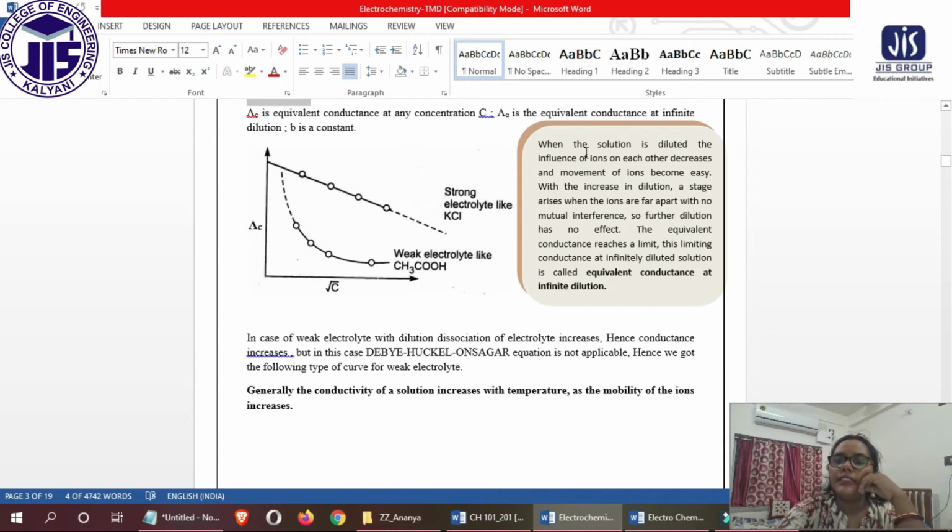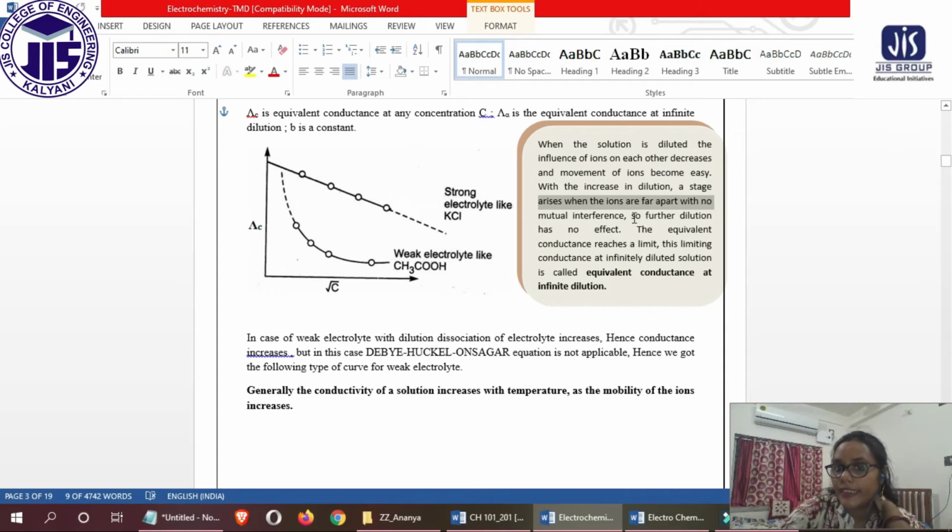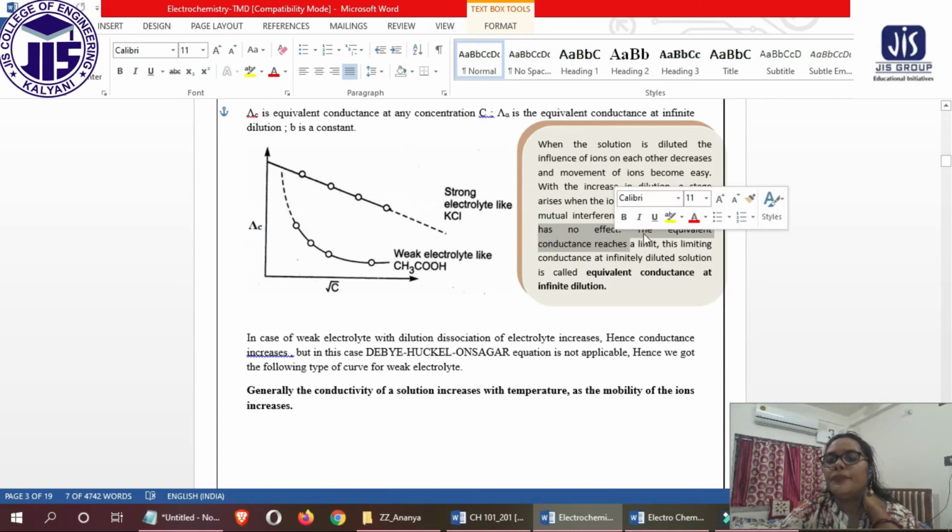When the solution is diluted, the influence of ions on each other decreases and movement of ions becomes easy. With the increase in dilution, a stage arises when the ions are far apart with no mutual interference. So, further dilution has no effect. The equivalent conductance reaches a limit. This limit conductance at infinitely diluted solution is called equivalent conductance at infinite dilution.